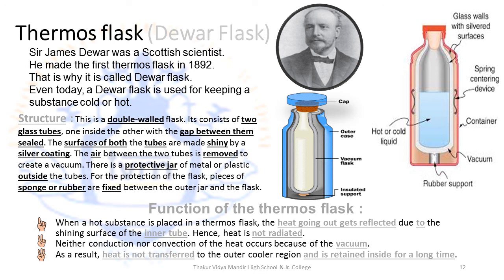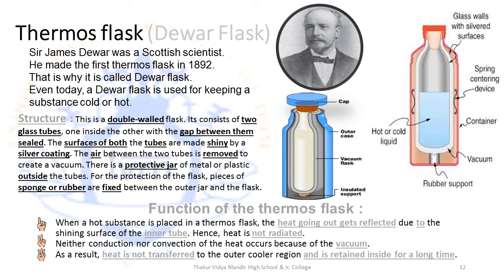Now the air between the two tubes is removed to create a vacuum. If air is removed and there is a vacuum, it means there is no medium, so conduction and convection will not take place. There is a protective jar of metal or plastic that is outside the tubes, means there are three layers. Firstly, it's a double walled flask. Two glass tubes are put inside it, and outside the flask you have a protective jar of metal or plastic.